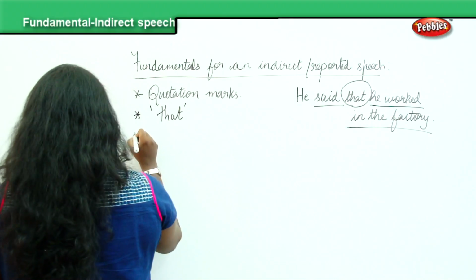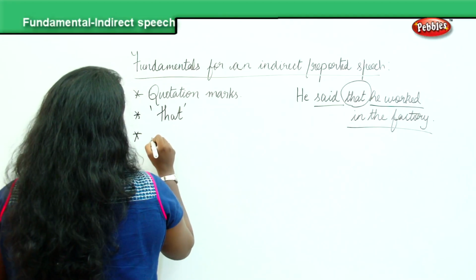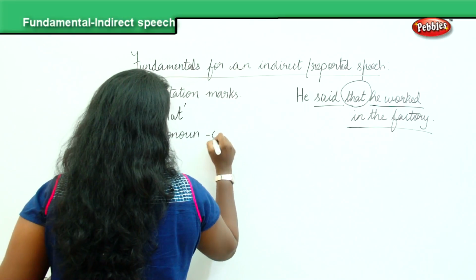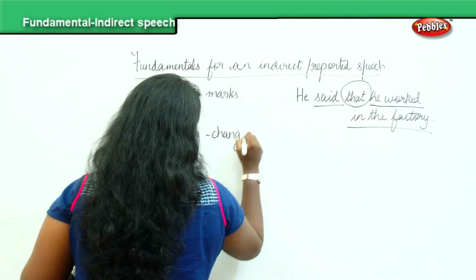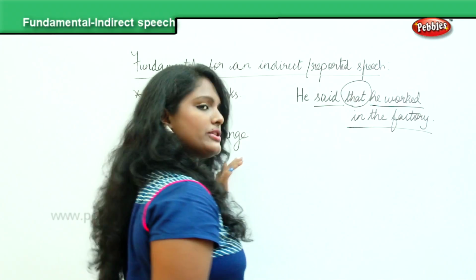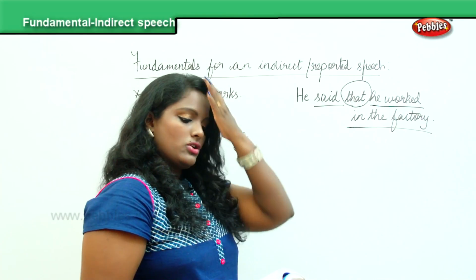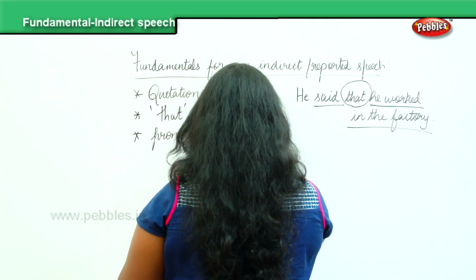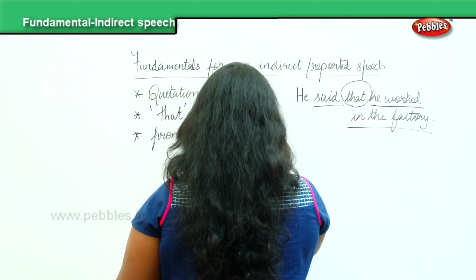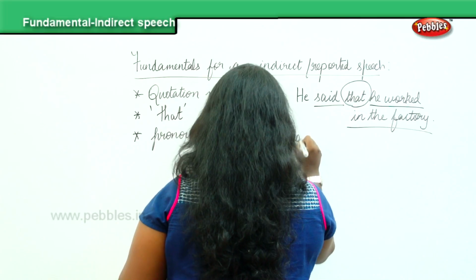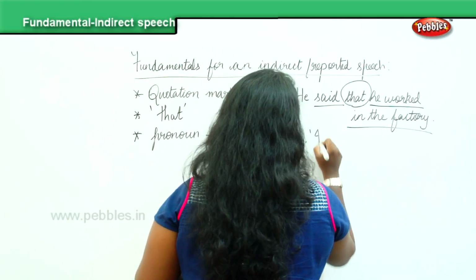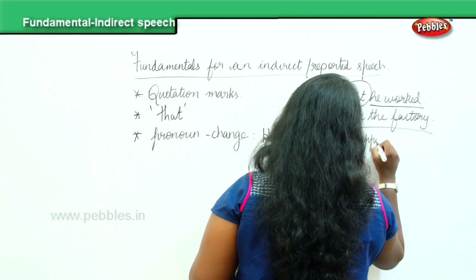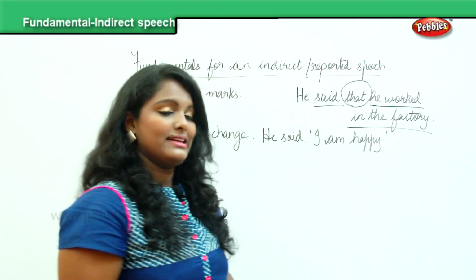The next fundamental rule to be kept in mind is the change of pronoun, or the pronoun change. What happens here? The subject of the reported speech is changed according to the pronoun of the reported verb. Let me give an example for your better understanding. He said, I am happy. Right, so this is the direct form.